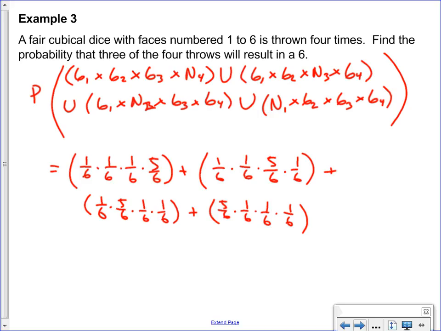Well, I mean, we can simplify this equation. It's the same thing 4 times. Yeah, it's just 4 times. We have 1/6 to the third every time times 5 over 6, which is what Alejandro is saying. 4 times what?